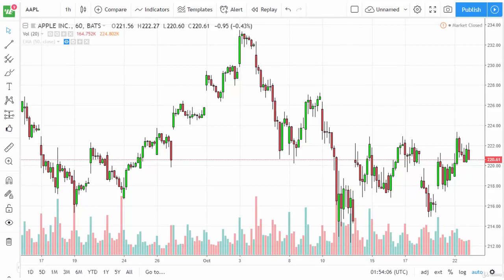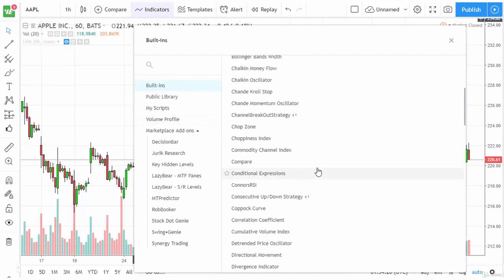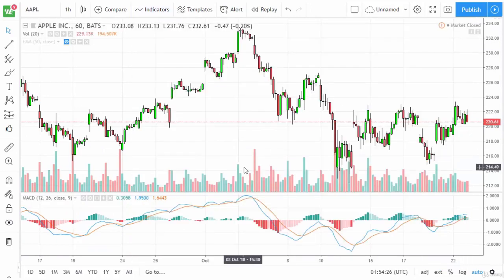In this video, I'll be taking a look at the MACD, or the Moving Average Convergence Divergence Indicator, to identify market direction. So the first thing that we need to do is plot the indicator. So we go to Indicators and we move down to MACD, not MACD Strategy, but MACD. And you can see that it plots the indicator here at the bottom of the window.